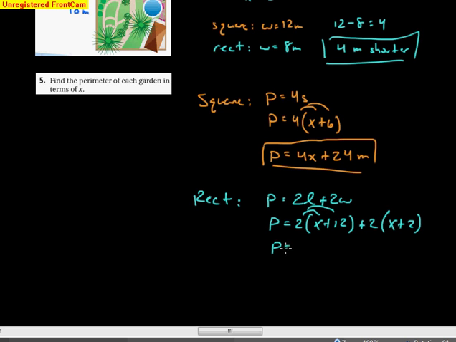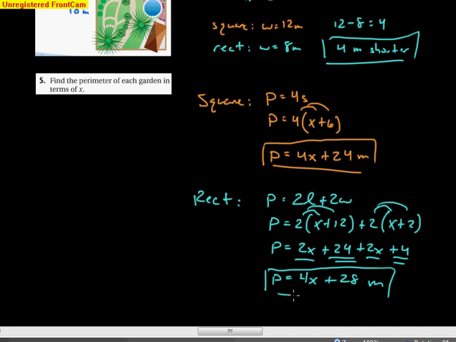Distribute the first 2, I get 2x plus 24. Distribute the second 2, I get positive 2x plus 4. Combine your like terms. The 2x's combined, you get 4x. The two numbers, 24 and 4, combined to get 28, and that would be meters. And if you compare these two, you can see that the rectangle's perimeter is 4 meters longer than the square, because everything else is the same, except the 24 and the 28, there are 4 extra meters.